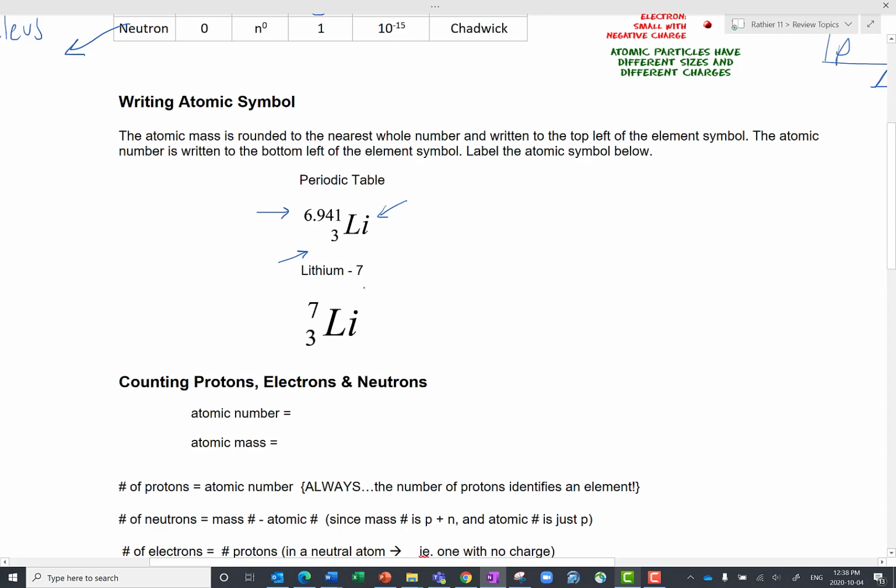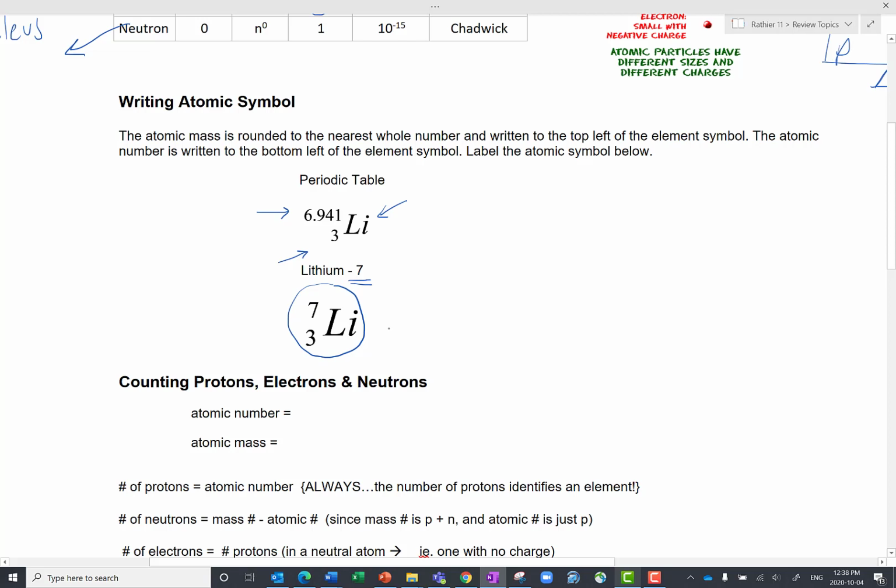But for now, what you want to recognize is that you'll be given a specific lithium, okay? A specific isotope, it's called, of lithium. So a lithium of a particular mass instead of this rounded decimal average mass. So if I want to look at lithium 7, this is what it's going to look like. And I want to look at a particular isotope in order to count my protons, electrons, and neutrons.